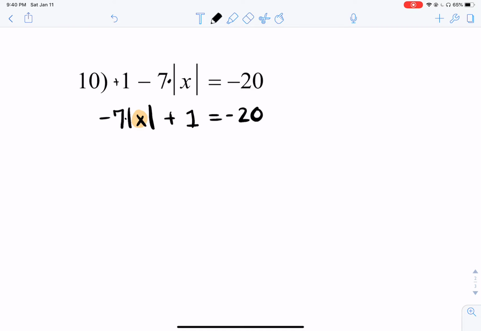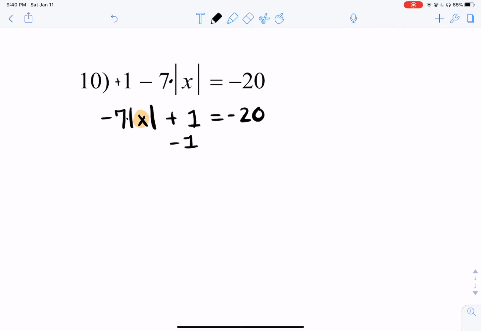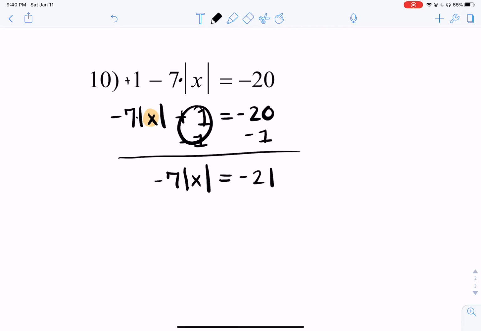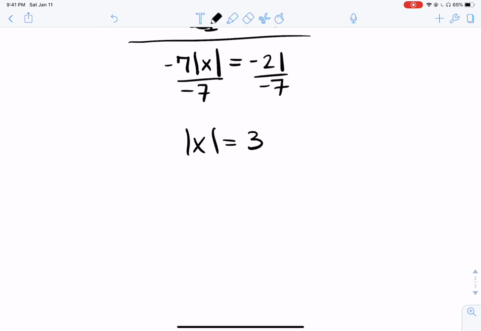But working backwards and using inverse operations, I would subtract. I would subtract the 1 to undo the adding of 1, so these two operations cancel each other out. -7 gets multiplied with the absolute value of x. I would again do the same thing to the other side, so I would subtract 1. That equals -21. So I divide both sides by -7, and the absolute value of x is equal to 3. So this one does have a solution after all. Thus x has to equal positive or negative 3.